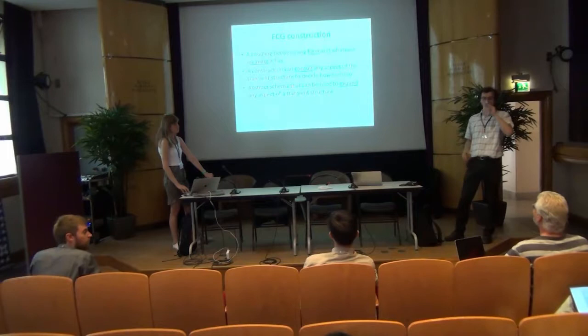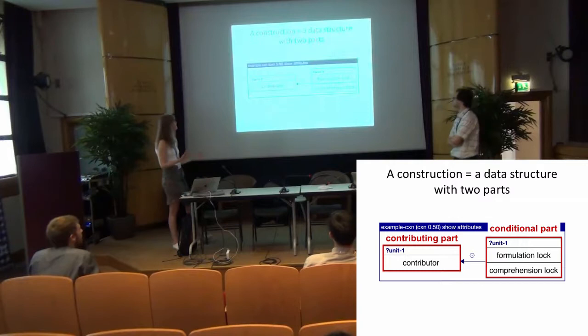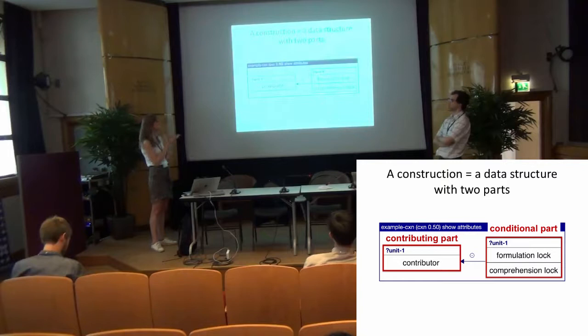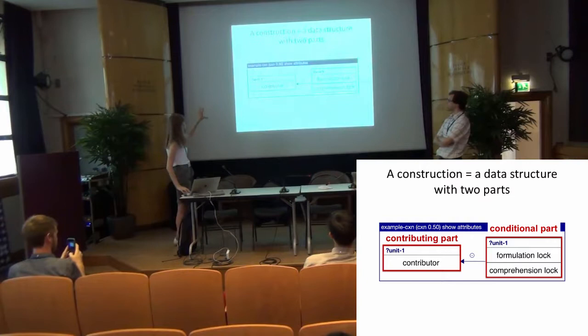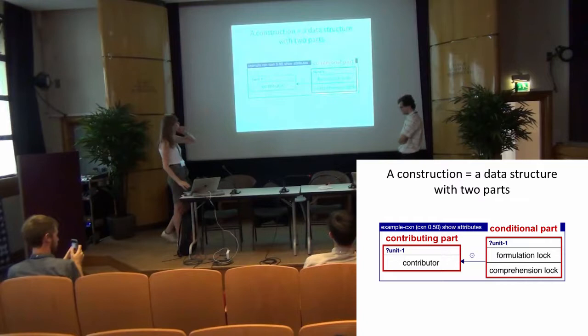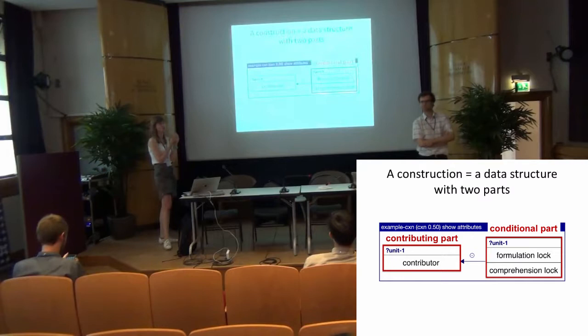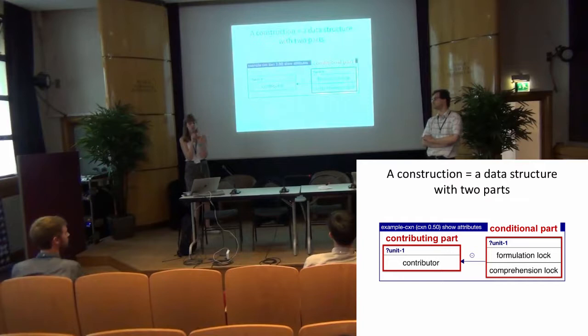Okay. So a construction is actually represented in the system as a data structure with two parts. This is just an example, a fake example construction that we made. What are the two parts? There is a conditional part, which contains conditions for when this construction can actually do something. When it's consulting the transient structure and finds certain features that satisfy the conditions of this construction, then this construction can try to work, to do something.